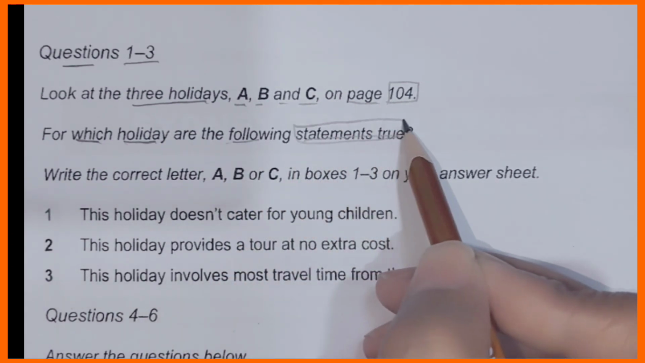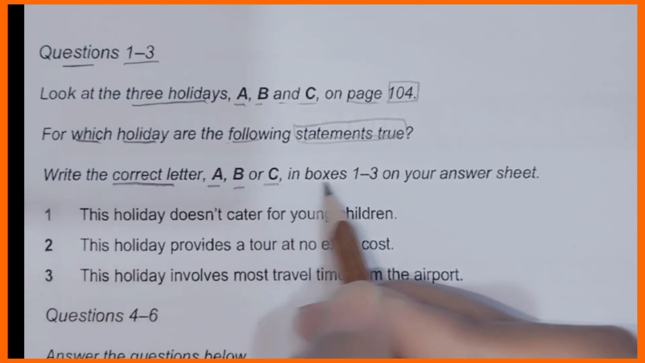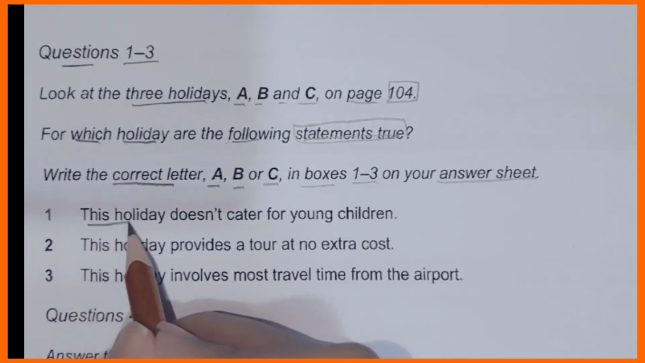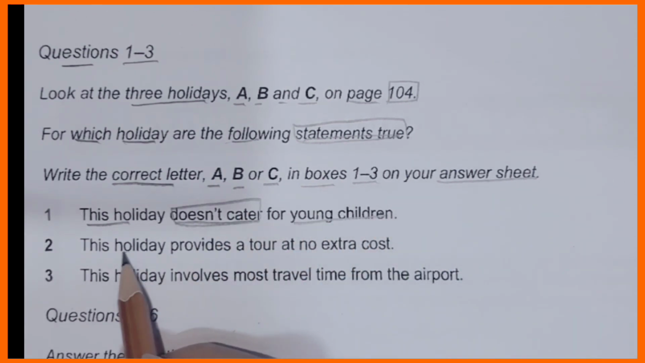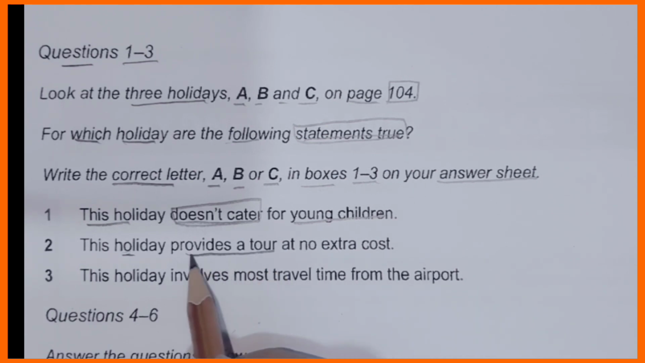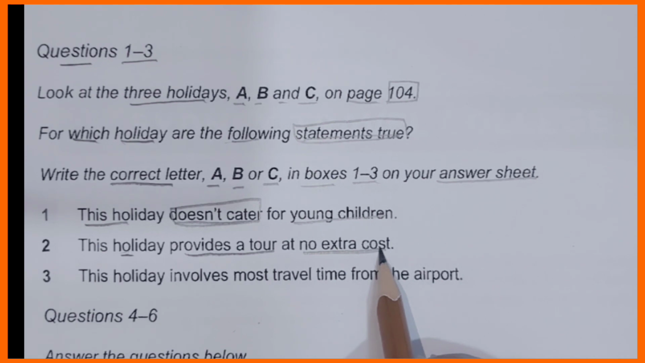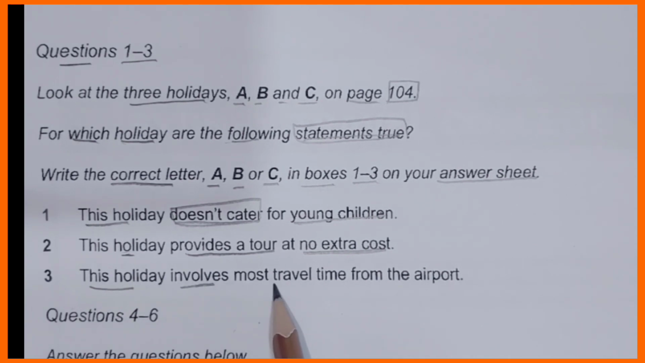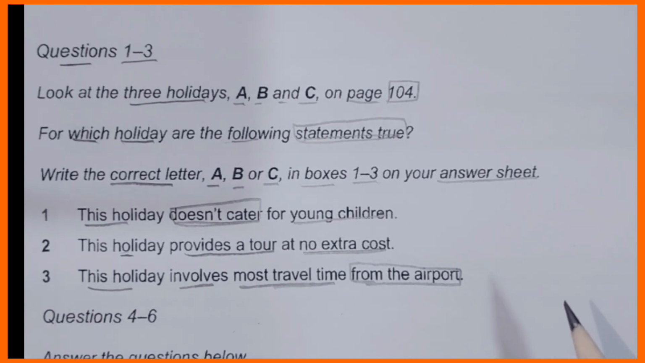So we are supposed to find out for which holiday the following statements are true. Write the correct letter A, B or C in boxes 1 to 3 on your answer sheet. This holiday doesn't cater for young children. This holiday provides a tour at no extra cost. So this holiday will provide you a tour without any extra cost. This holiday involves the most travel time from the airport. So we are supposed to find out which holiday has more travel time from the airport.